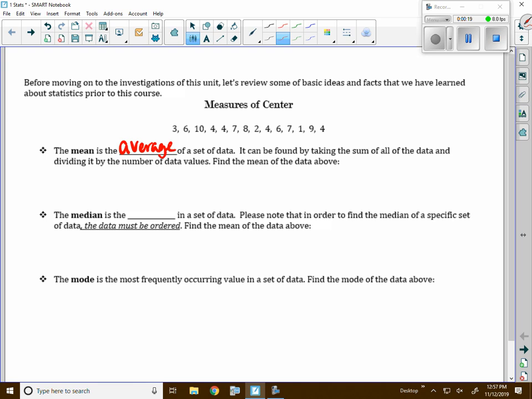So we're going to add all of those numbers up and divide by how many there are. 4, 5, 6, 7, 8, 9, 10, 11, 12, 13. There's 14 numbers. So go ahead and do that in your calculator. Add them all up. And you'll divide by 14. And that will give us our mean or our average.